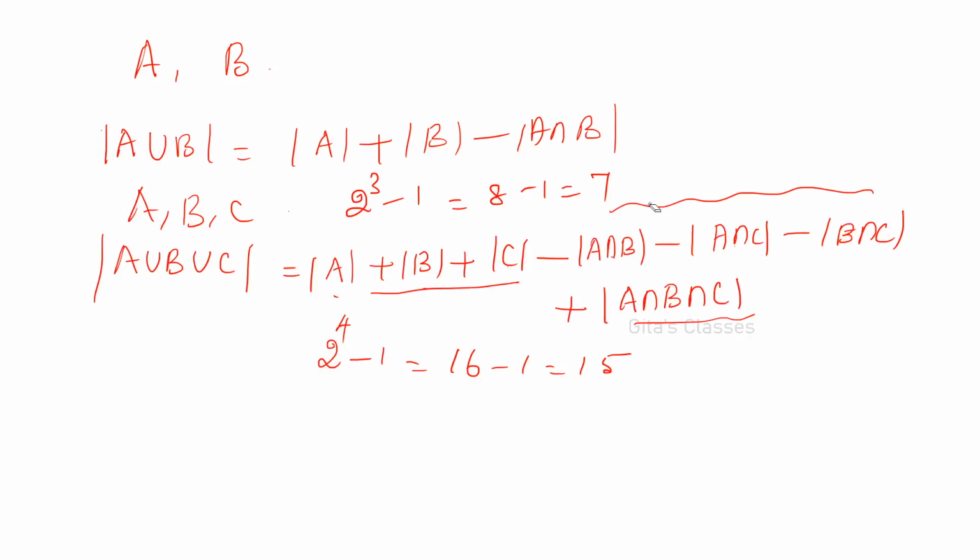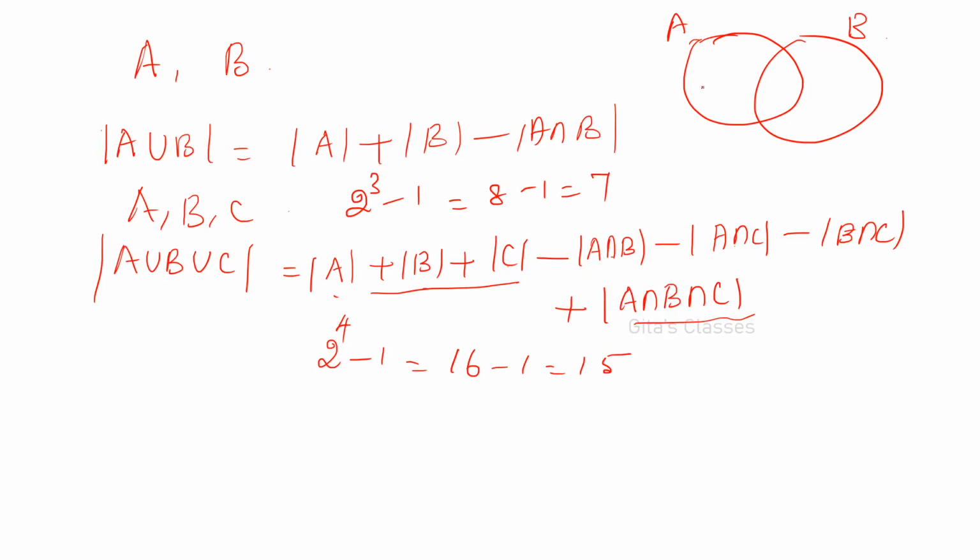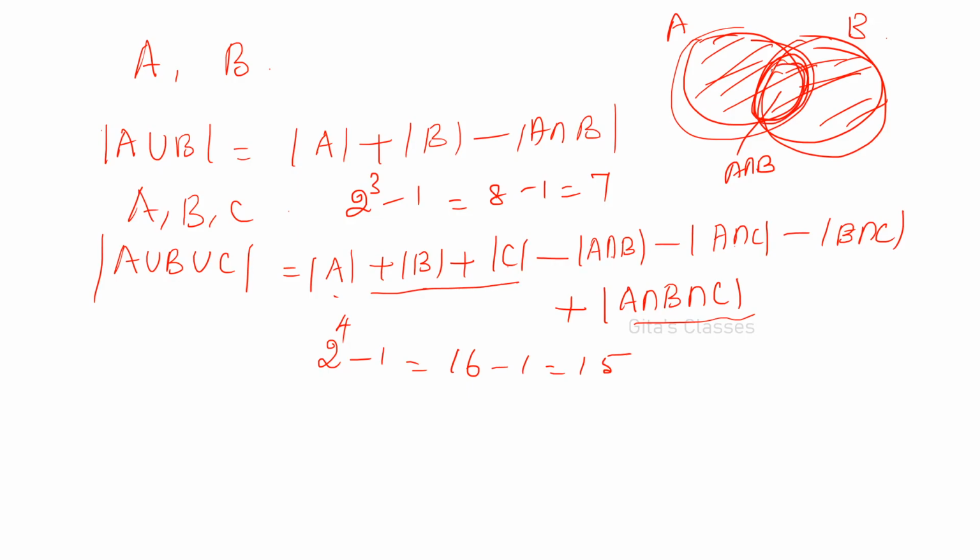Actually the meaning is, if you have 2 sets, I'll explain. See, if you have 2 sets A and B, A union B means what? You have to consider the entire thing. But if you consider this space, what is this? A intersection B, right? You are including it in A, and for B also you are including this. That means twice you are including this. That is wrong. It will not be the correct answer, right? So what you have to do is exclude this once. That is the meaning.